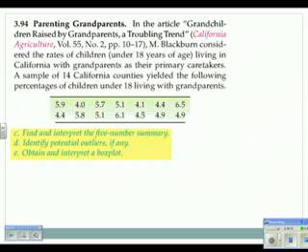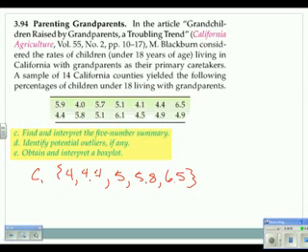Okay, so here let's actually do a box plot with this data set. So it's the same set we were doing earlier. We want to find and interpret the five-number summary. And I think we actually wrote down the five-number summary earlier. Can anybody remember what it was? Okay, so that is our five-number summary, and let me write that 4.4 a little bit better.